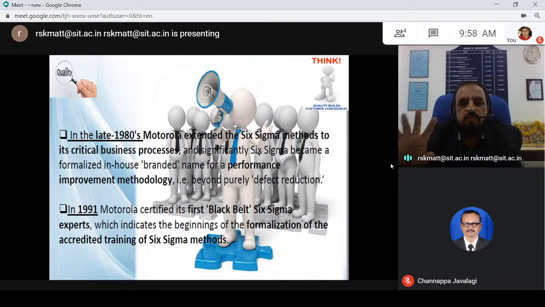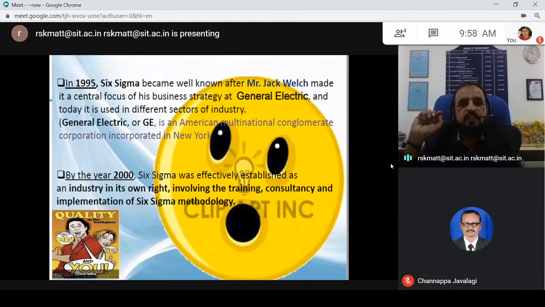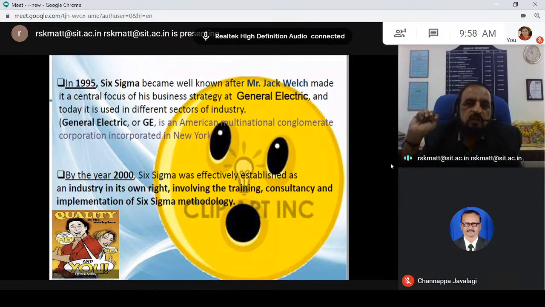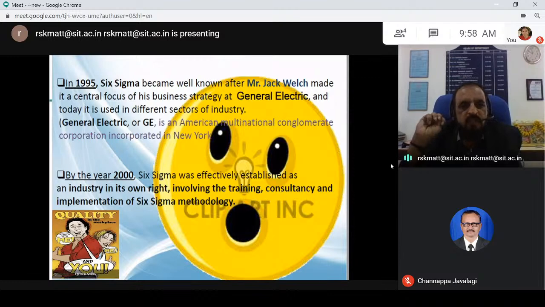I will discuss all these black belts, green belts, champions and other things in the next slides. In 1995, Six Sigma became well known after Jack Welch made it the central focus of his business strategy at General Electric, an American multinational company in New York. By the year 2000, Six Sigma was effectively established as an industry in its own right, involving the training, consultancy, and implementation of Six Sigma methodology.